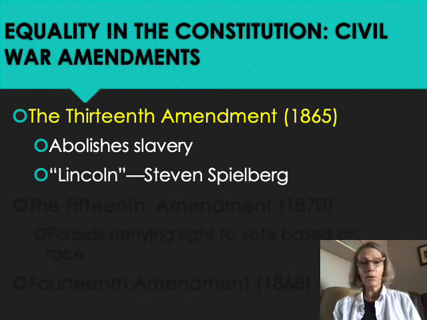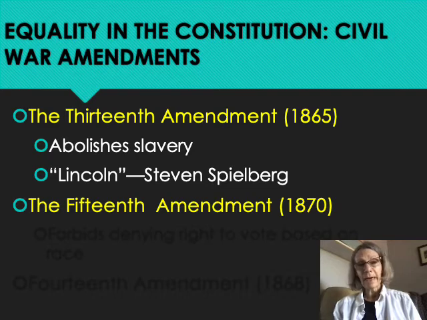If you haven't seen the movie Lincoln by Steven Spielberg, starring Daniel Day-Lewis as Abraham Lincoln, I highly recommend it. That movie is about the passage of the 13th Amendment in Congress. And it's just a wonderful movie that really encapsulates the power of the presidency and the importance of passing the 13th Amendment and how difficult it was for that to pass Congress.